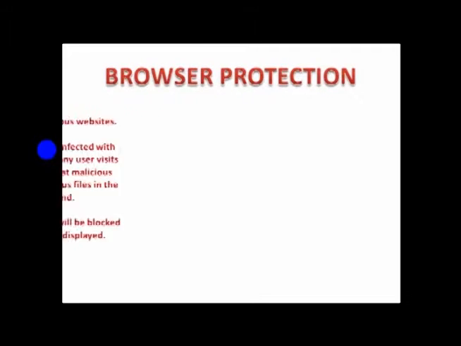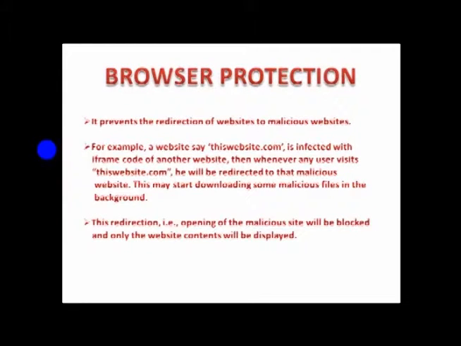Browser protection. It prevents the redirection of websites to malicious websites. For example, a website, say thiswebsite.com, is infected with iframe code of another website, then whenever any user visits thiswebsite.com, he will be redirected to that malicious website. This may start downloading some malicious files in the background. This redirection, that is, opening of the malicious site, will be blocked and only the website contents will be displayed.